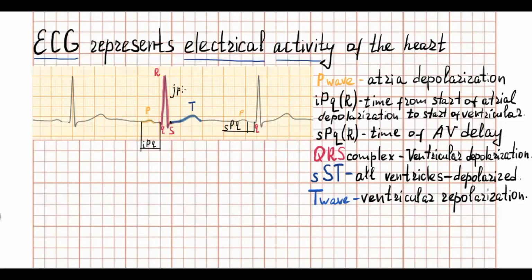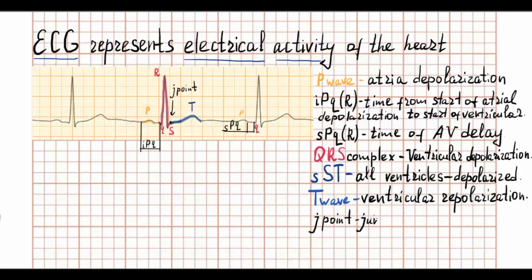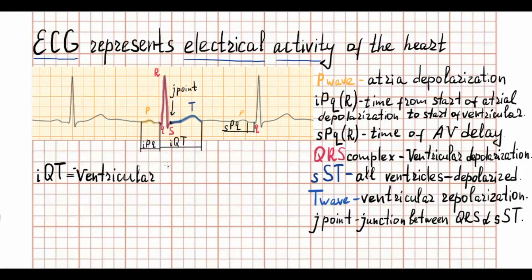The J point is the junction between the end of the QRS complex and the start of the ST segment. It is necessary for detection of ST segment deviation. The QT interval is the time of ventricular depolarization plus ventricular repolarization.